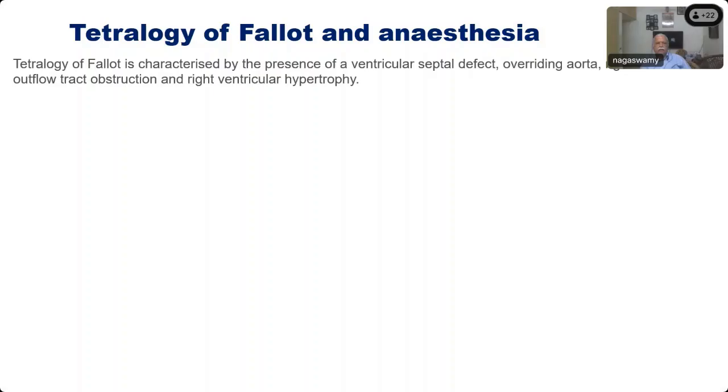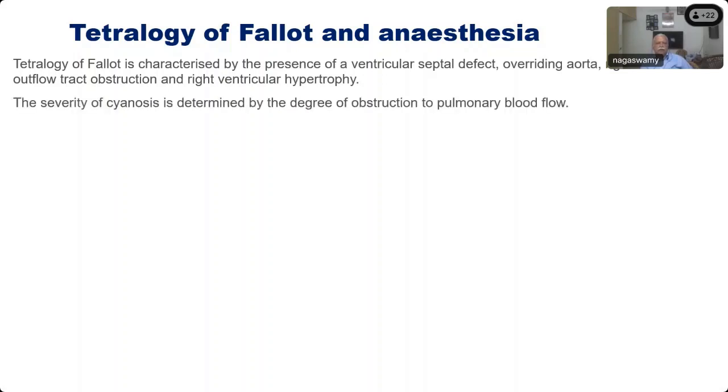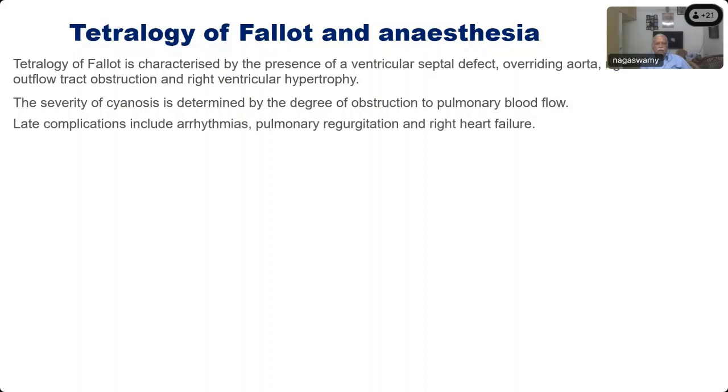VSD, RVOT obstruction, and overriding aorta with RVH. The severity of the cyanosis is determined by the obstruction to the pulmonary blood flow. That is the basic thing which decides. Late complications include arrhythmia, pulmonary regurgitation, and right heart failure. The person who identified this condition is a French physician, Etienne Louis Fallot.